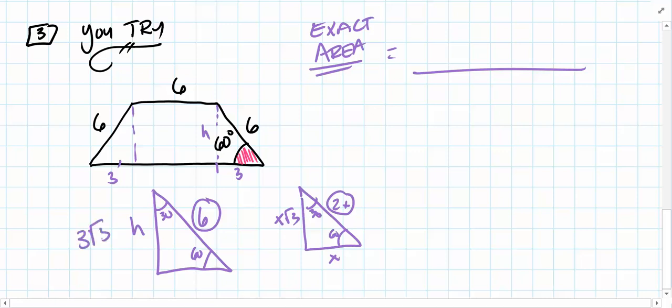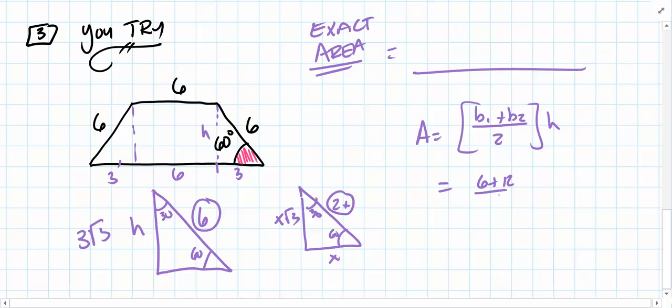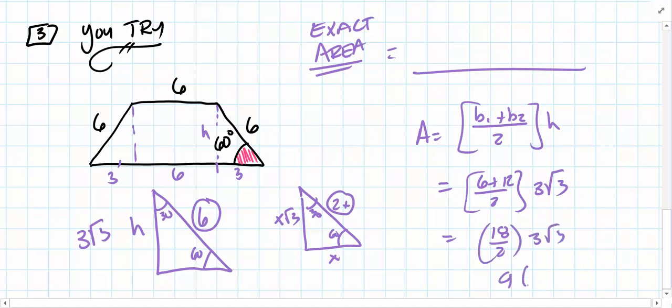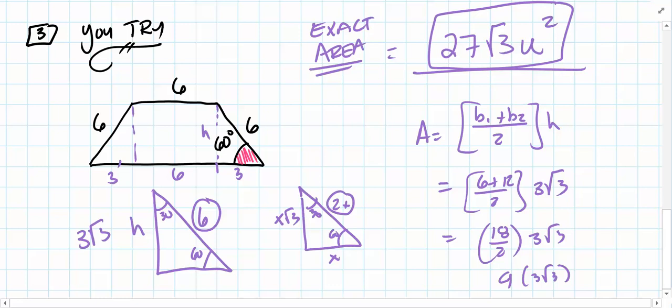If I want the area, it's going to be base 1 plus base 2 divided by 2, and then multiplied by the height. Base 1 is 6. Base 2 is 6 plus 3 plus 3, which is 12. So 6 plus 12 divided by 2, multiplied by the height, which was 3 radical 3. That's 18 over 2 multiplied by 3 radical 3, which is 9 times 3 radical 3, which is 27 radical 3 units squared. About half of you forgot to put the units squared. Don't forget to put units squared when we're talking about area.